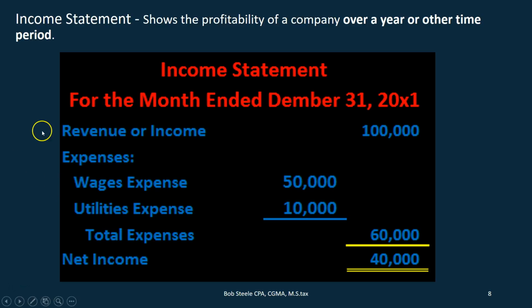Now, the accounts on the income statement are going to be revenue or income. That represents what we have earned. Not the same as cash. On an accrual basis, it will not be the same as cash. We'll talk more about that later. But keep those things separate.